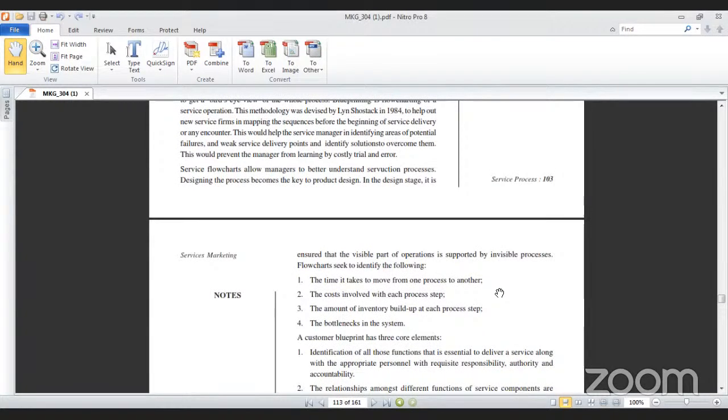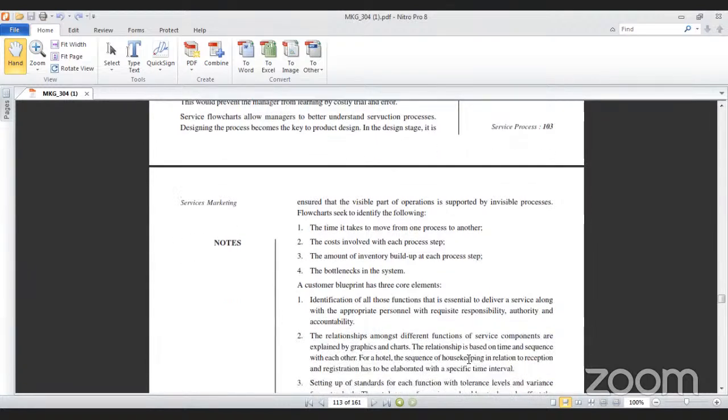Flowcharting helps identify the following in the process. The time it takes to move from one process to another. Second, the cost involved with each process step. Third, the amount of inventory built up at each process step. And the bottlenecks in the system.